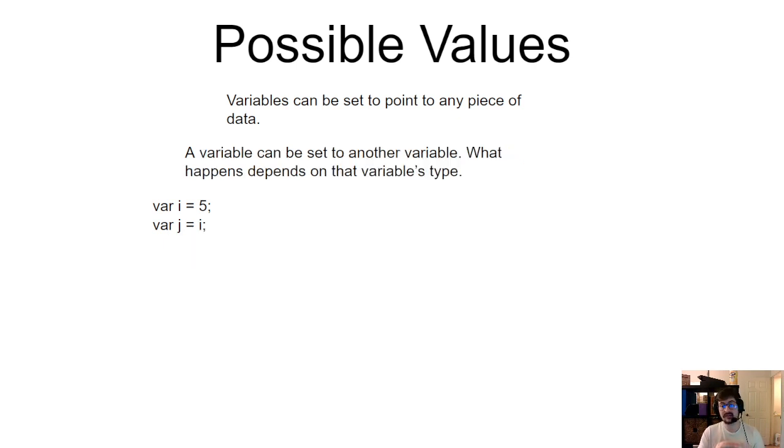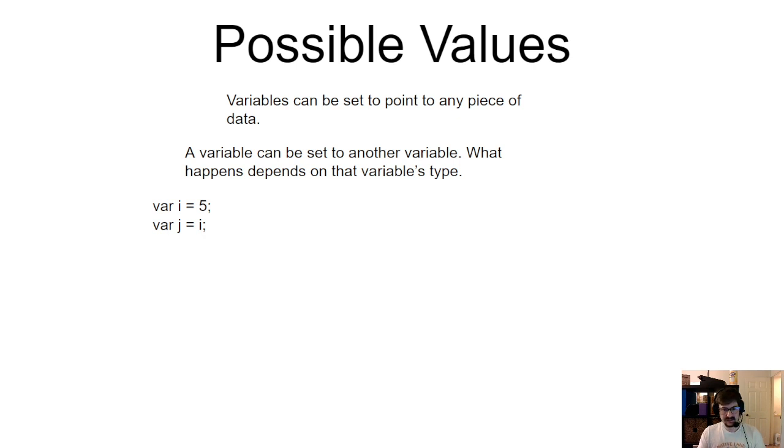They can be set to another variable. And in this case, because it's a primitive type, j will get set to a memory location and JavaScript will copy the value over. And so what happens depends on that variable's type. If you're doing an array, an object, or a more complicated value, it's a little more complicated what happens, but we'll get into that a little later.